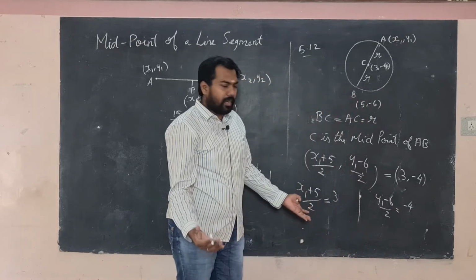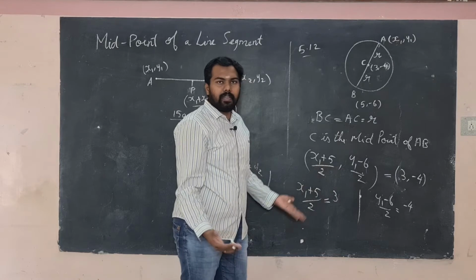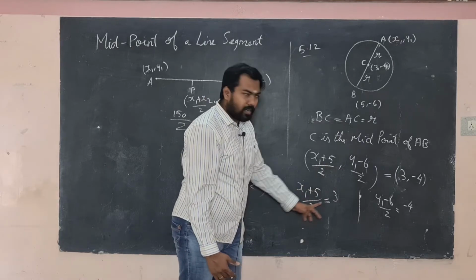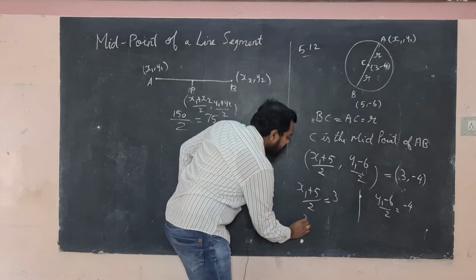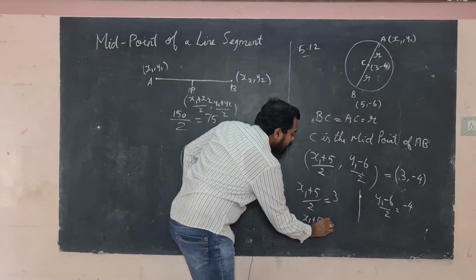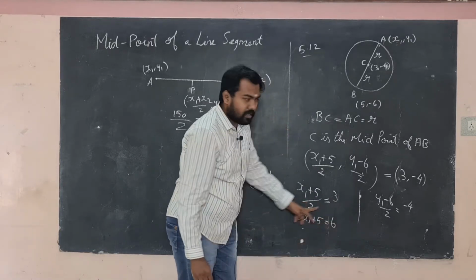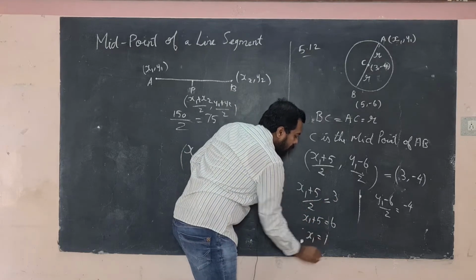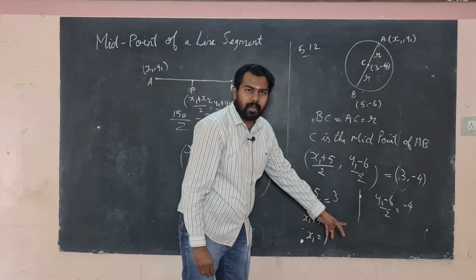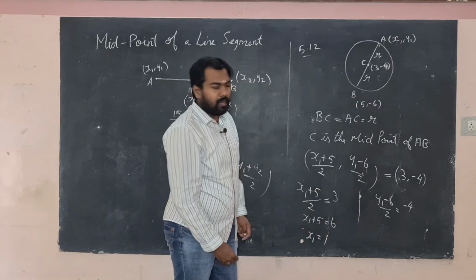Right? Now we have two equations we can solve. என்ன பண்ணோம்? 2 cross multiply பண்ணோம். If we cross multiply this 2, what will we get? x1 plus 5 equal to 6. From this we can find x1 as 1. இந்த 5 அங்கே போச்சுன்னா -5 ஆகும். So 1. We found the value of x1.